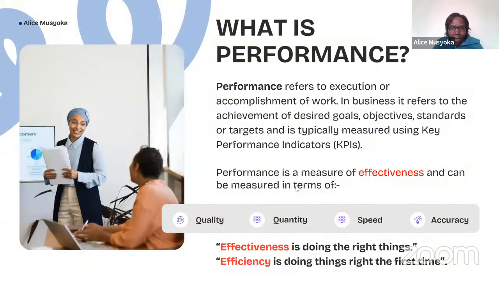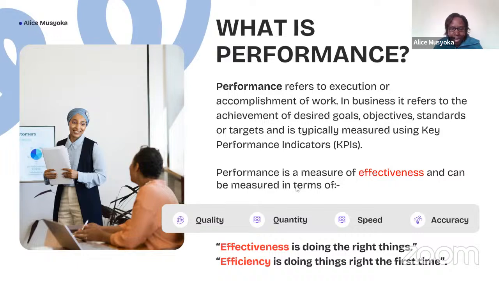So we look at performance, and we have said it refers to execution or accomplishment of work. In business, it refers to the achievement of desired goals, objectives, standards, and targets, and is typically measured using key performance indicators. Performance is a measure of effectiveness and can be measured in terms of quality, quantity, speed, and accuracy.